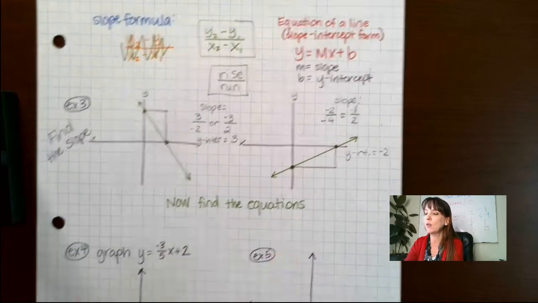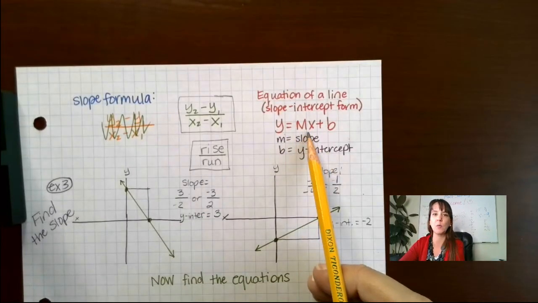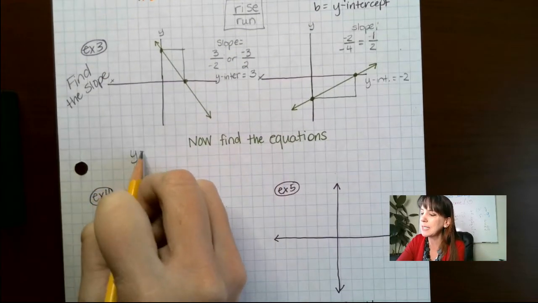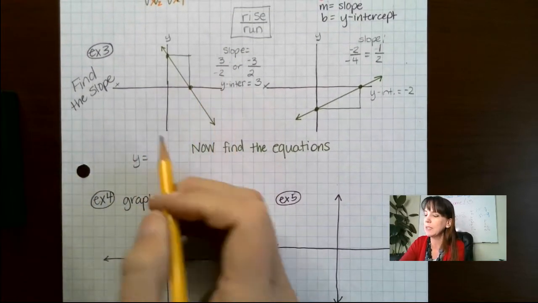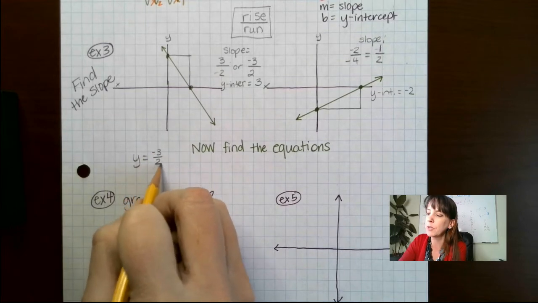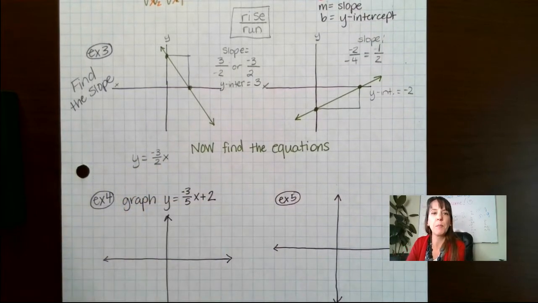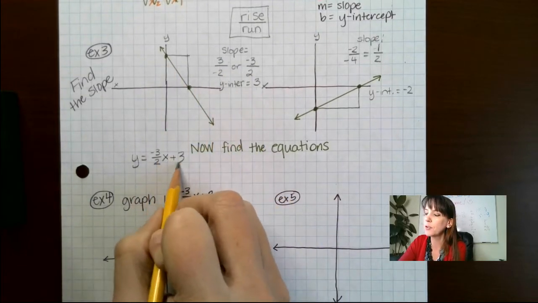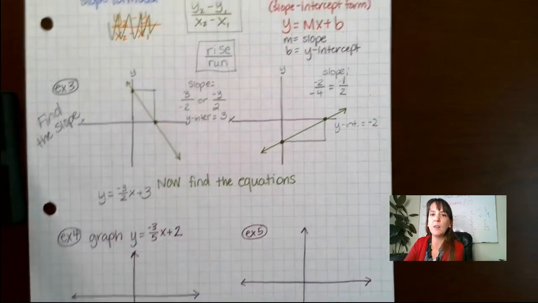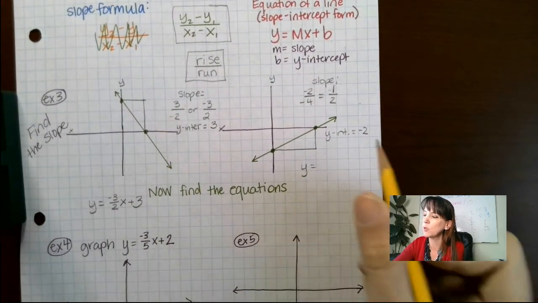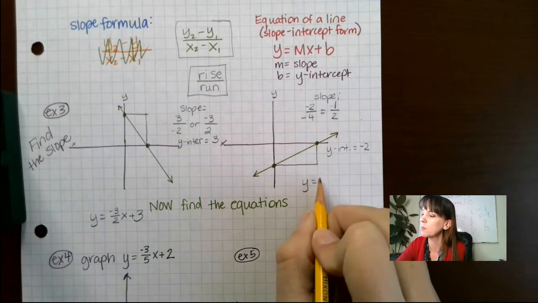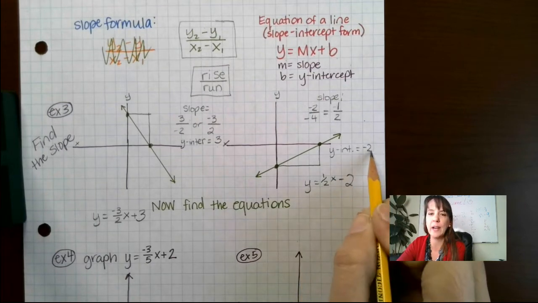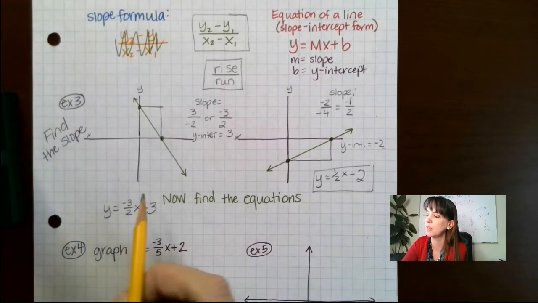Guys, once we have the slope and the y-intercept, we can write the equation of the lines. Now find the equations. Remember our equation is y equals mx plus b, m is your slope, b is your y-intercept. So I look at this first one and I say, okay, y equals, now our slope is negative, I like to put it on top, so -3 over 2, x plus our y-intercept, which we know is 3, so plus 3. Okay, so the one over here: y equals, and instead of m, I'm gonna put in my slope, which we know is +1/2, x minus 2, because that's our y-intercept.